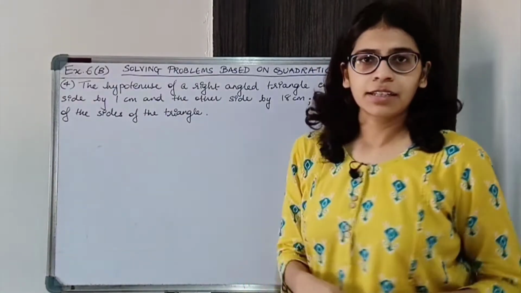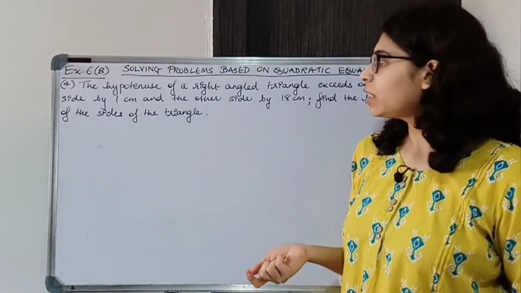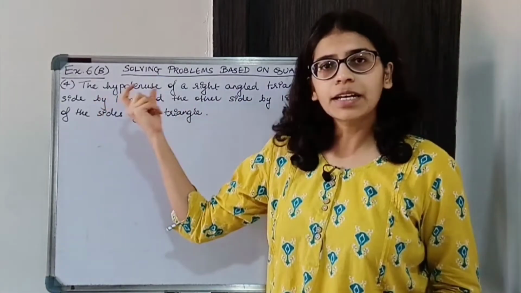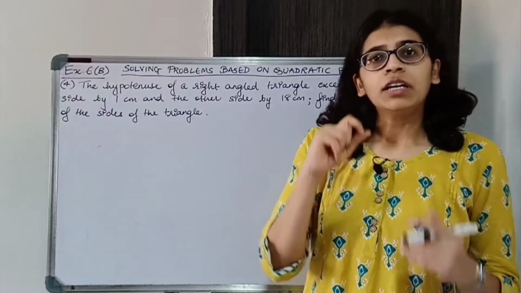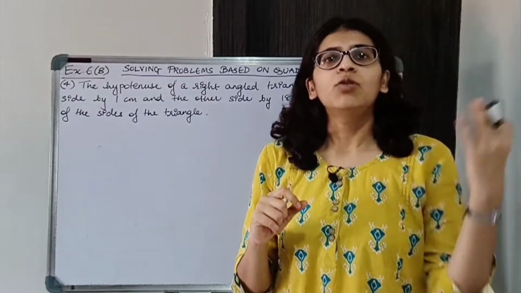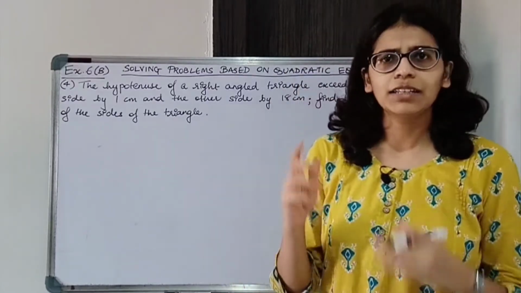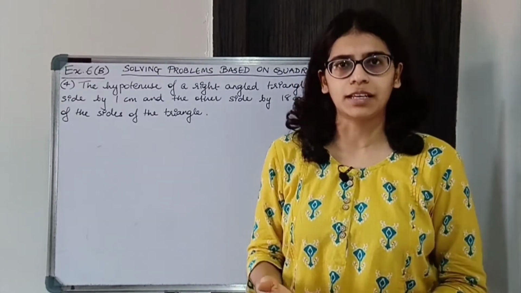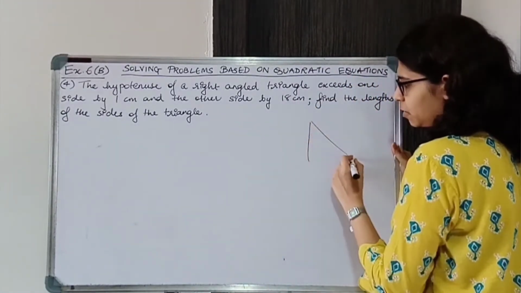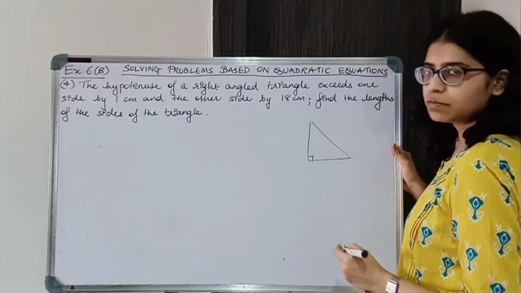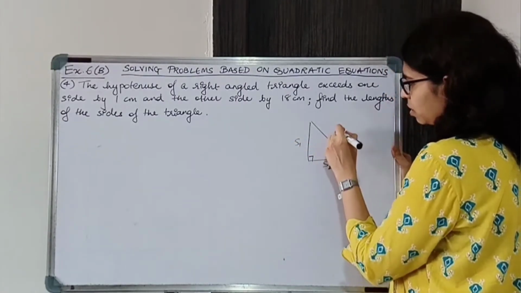There is a right angle triangle and the hypotenuse is related with both the sides. Hypotenuse exceeds one side by 1 centimeter and the other side by 18 centimeter. So take any one of the three sides as x. You can take any one side as x over here and then find the relation between the sides. So let us consider a right angle triangle. Now this is S1, this is S2, this is hypotenuse.